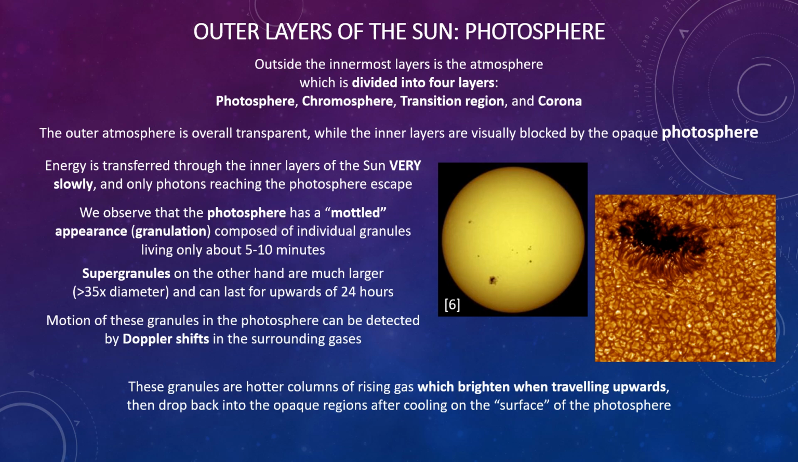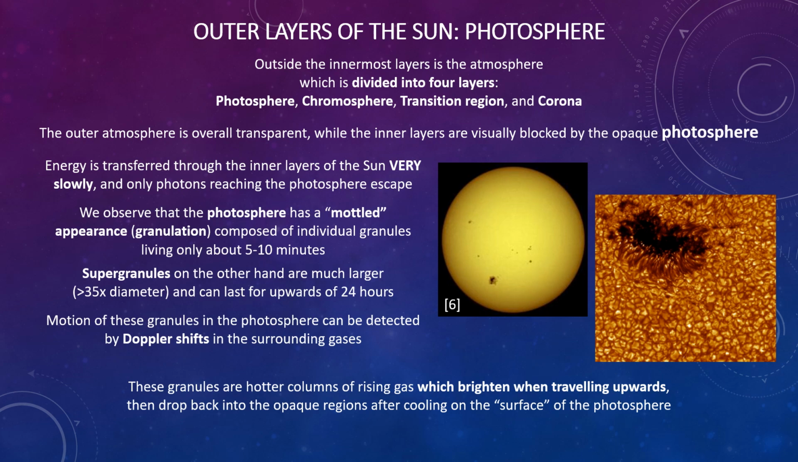This is what we call granulation, and this is very similar to the bubbles rising up in boiling water. That constant turbulent motion on the surface is a lot like on our sun. And these granules only last about 5 to 10 minutes. However, there are sometimes much larger ones called supergranules, which can be 35 times the diameter of normal granules, and they can last up to 24 hours.